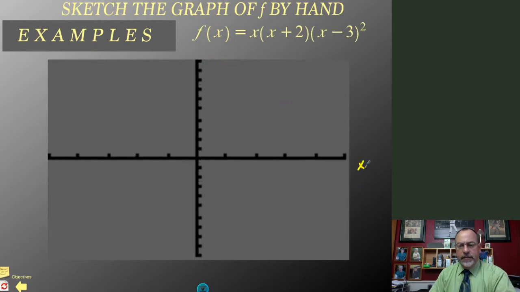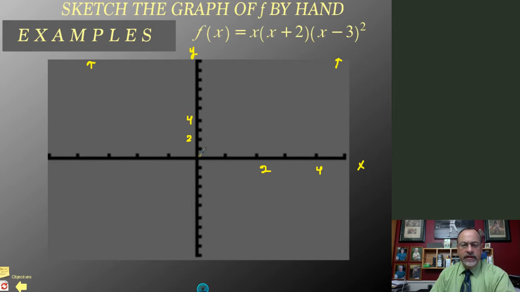All right, our next example, we'll go ahead and put our scale on here. So the first thing I want to do is determine the end behavior. So here's a 1, and a 2. So 1, 2, 3, 4. So it's an even power, and the leading term is going to be positive, so I know the end behavior is going to be going up and up.